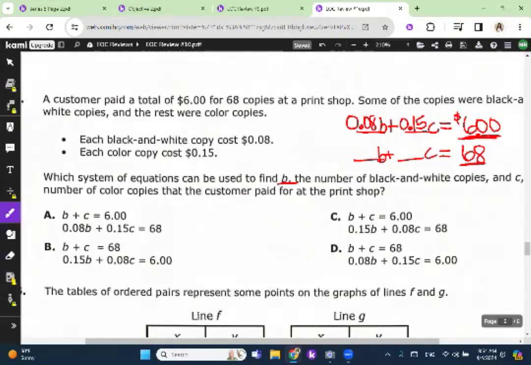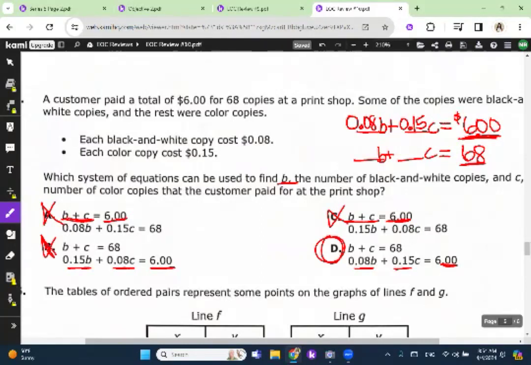So what would our answer be? First of all, you look for the $6 money. This $6 is attached to the wrong numbers. Now, which one has the wrong price attached? B. B says that 8 cents is for color copies and 15 for black and white. Your answer would be D.